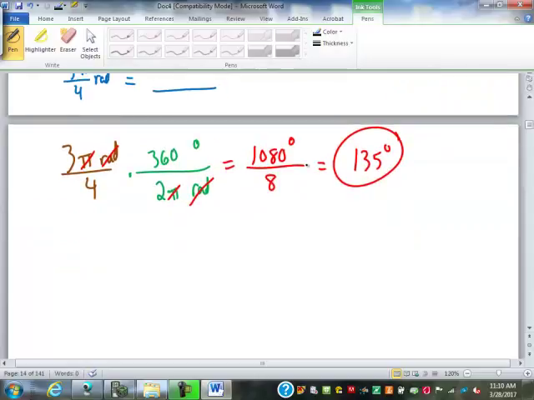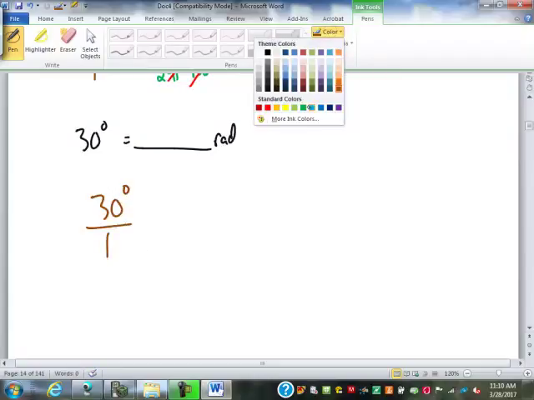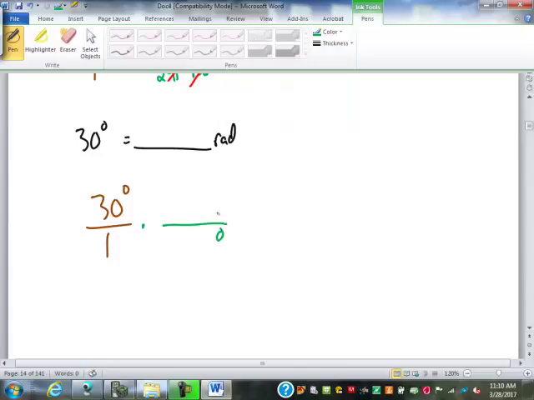Or if I go the other way. Let's say I give you 30 degrees and I want to know how many radians that is. I can do the same thing. Here I'm just going to do 30 degrees over 1. So now I'm going to get rid of degrees, so I'm going to put degrees on bottom and radians on top. 2 pi radians equals 360 degrees. Now the degrees cancel out. I have 30 times 2. I could cross cancel the 30 and 60 if I wanted to. 30 and 60 both divide by what? 30.